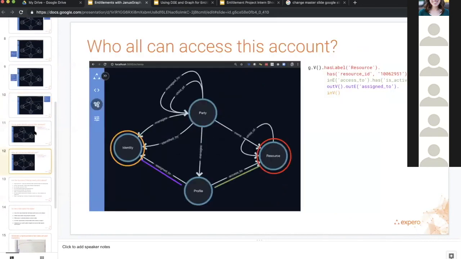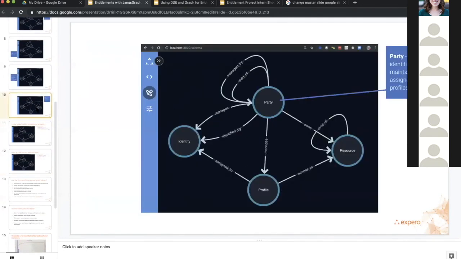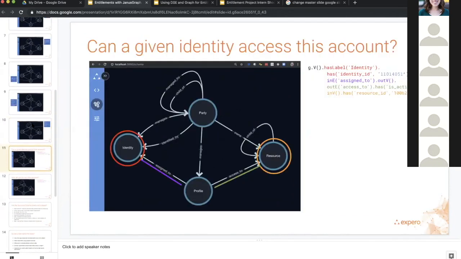Sliding through here. Some of the traversals that we do is, can a given identity access the account? By modeling this in a graph, it becomes a very simple traversal to inquire what accounts a particular identity has access to. And as you can see here, here's the Gremlin traversal for it. And it's much easier to do this than possibly dealing with LDAP as an example, given that these resources may not be able to be modeled in LDAP.